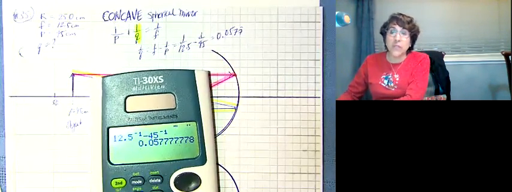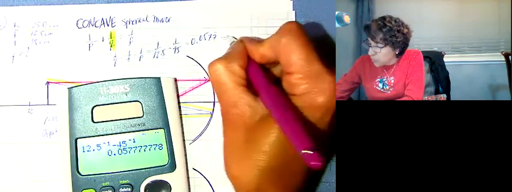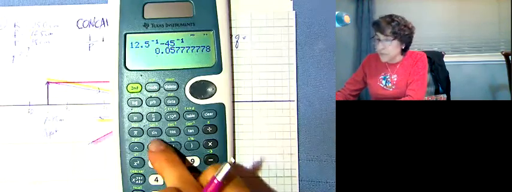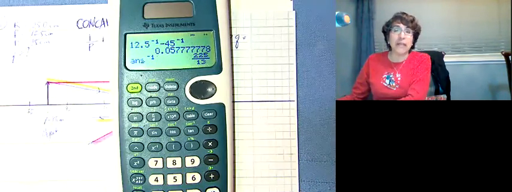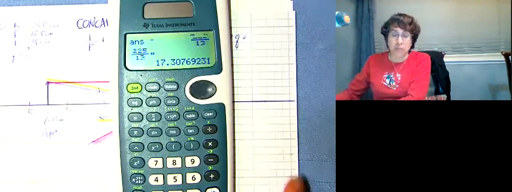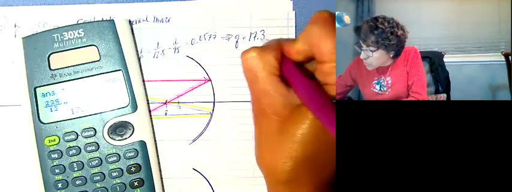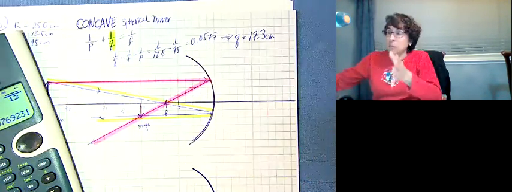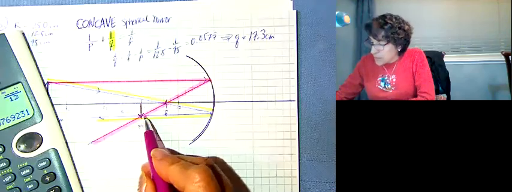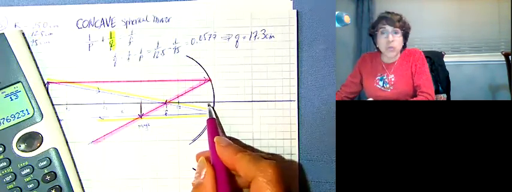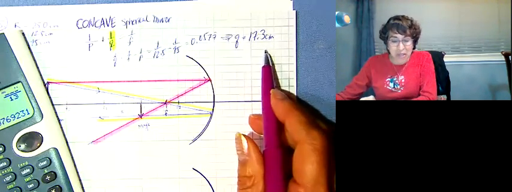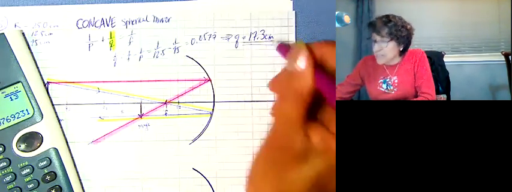I want Q. So let's take the inverse of that. So therefore, Q is equal to, with my calculator, I leave it there, and I'm going to say, give me the inverse. And it gives me a fraction. Tell me what that is. There it is, 17.3. So it says that it's at 17.3 centimeters. That's exactly where it is. Well, as you can see, this isn't exactly perfectly to scale because I'm making it so tiny. We got it about 20. That's kind of close to 17.3. All right, so that is how we got where the image is exactly.